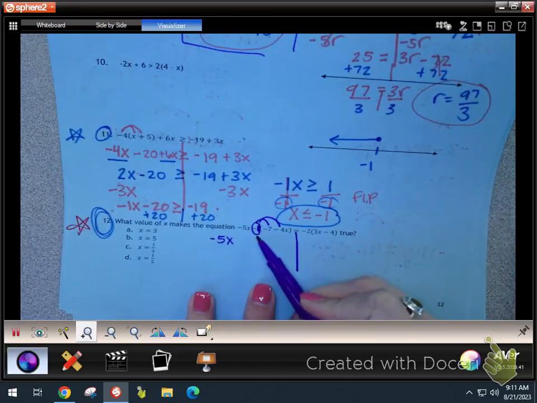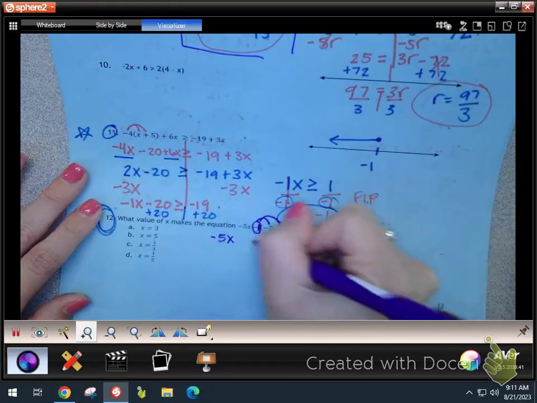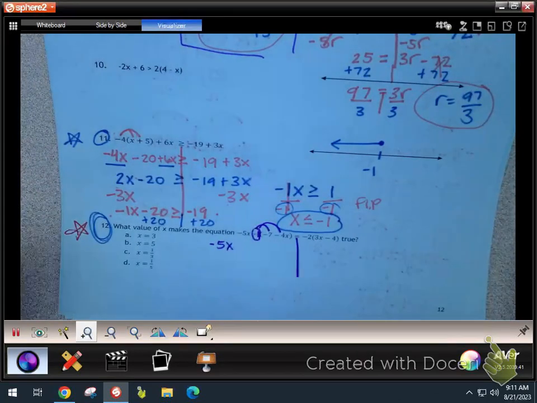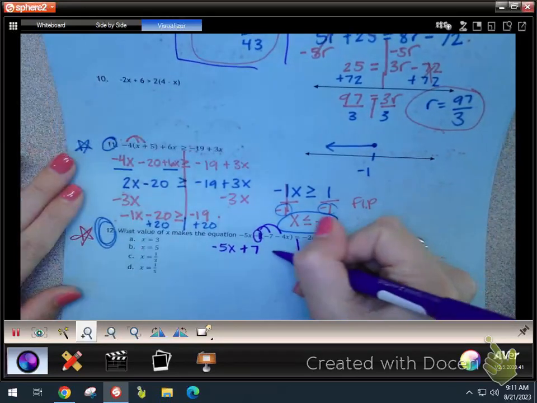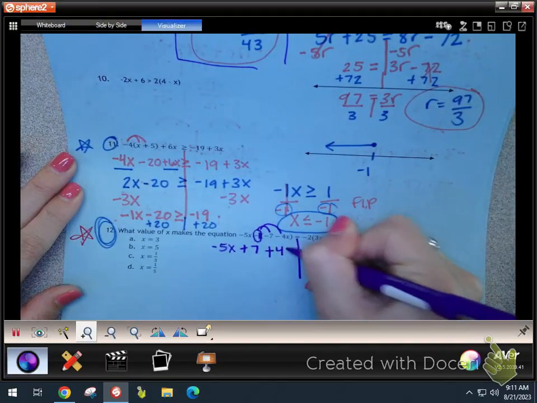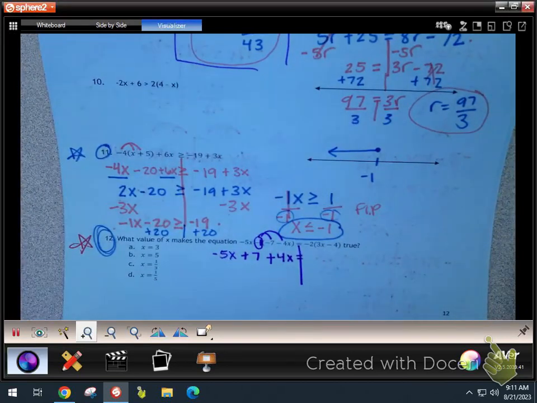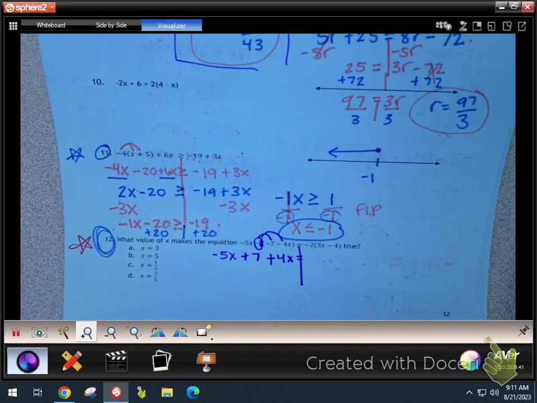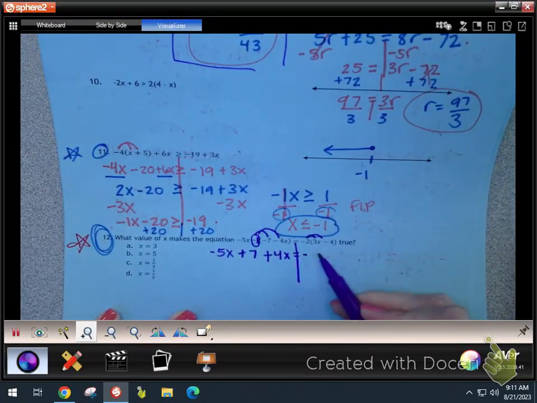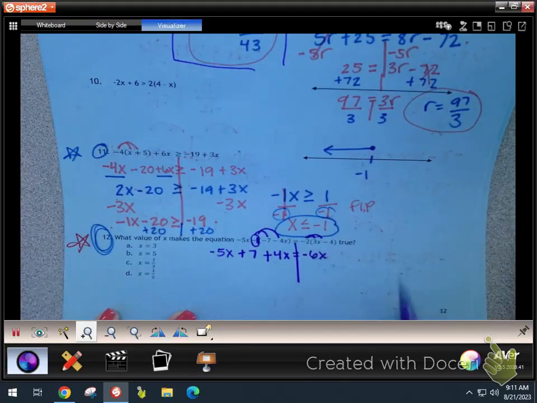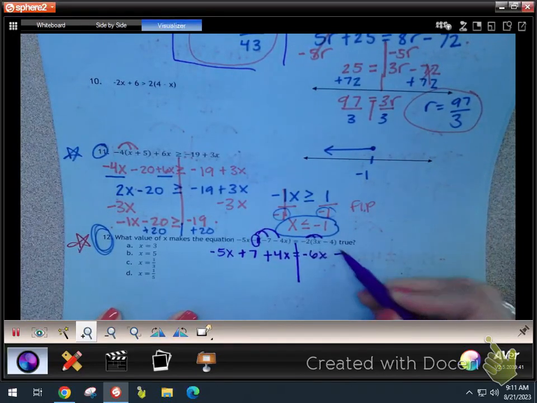What is negative 1 times negative 7? Negative times a negative is a positive, so plus 7. Negative 1 times negative 4x is a positive 4x. So you're distributing in the negative. Everything's changing signs, but it's really big that you understand that that is a negative at the beginning. What about the other side? Negative 2 times positive 3x is negative 6x. Negative 2 times negative 4 is positive 8.